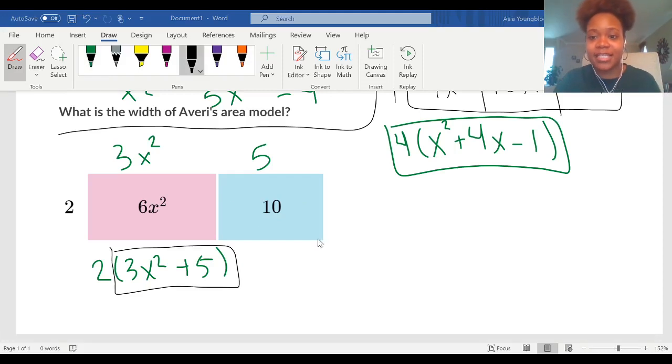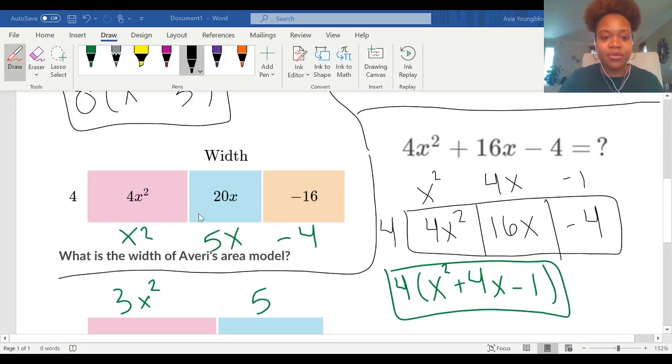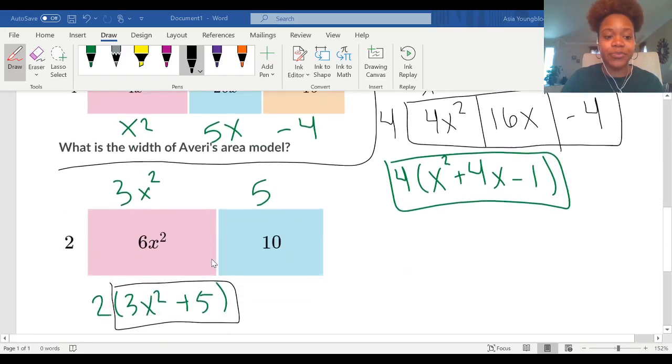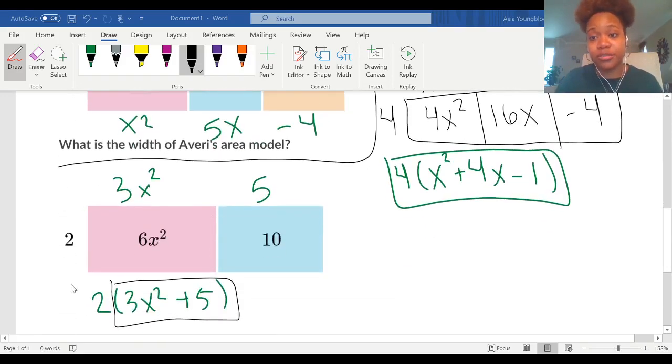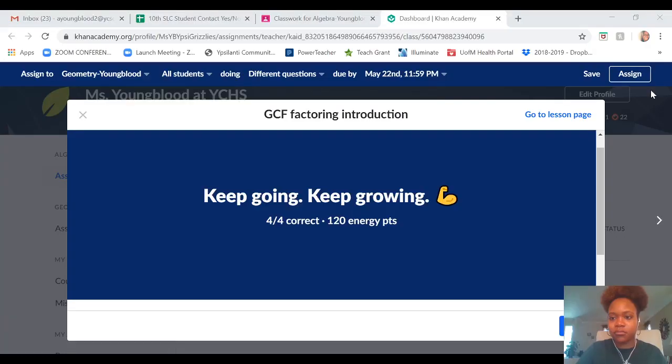I do want to emphasize that for this particular problem, they are only asking for the width. So make sure you are only typing in this part, this 3x squared plus 5. Same thing with this problem. You should only be typing in x squared plus 5x minus 4. If you type in this first part, it's going to be wrong. That was our last problem in that set.